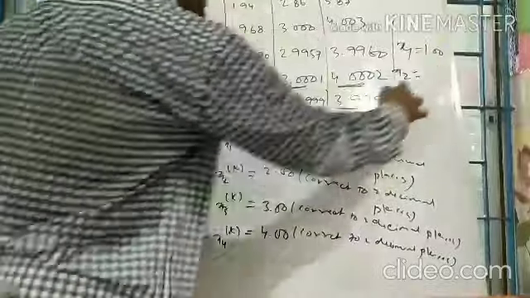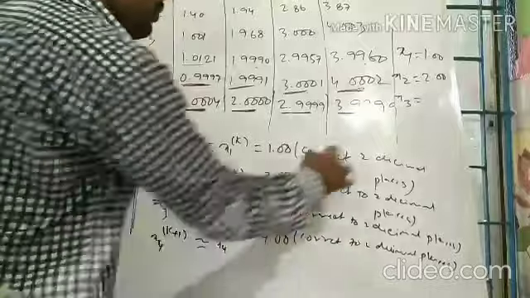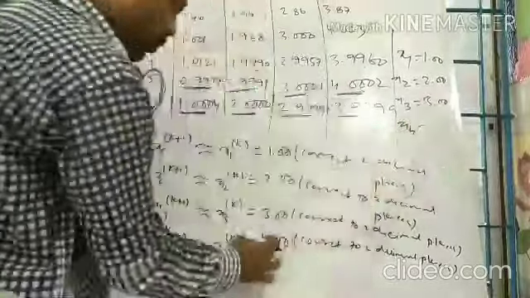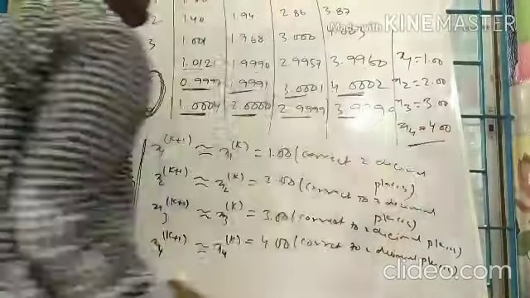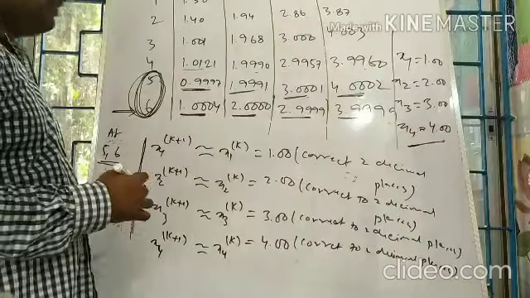x1 is 1.00, x2 equals 2.00, x3 equals 3.00, and x4 equals 4.00. So this is the solution of the given system of equations using the Gauss-Seidel method.